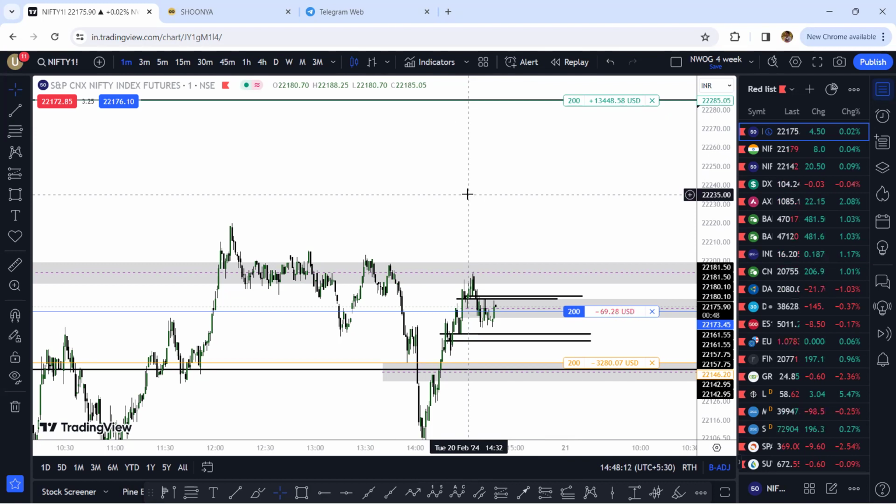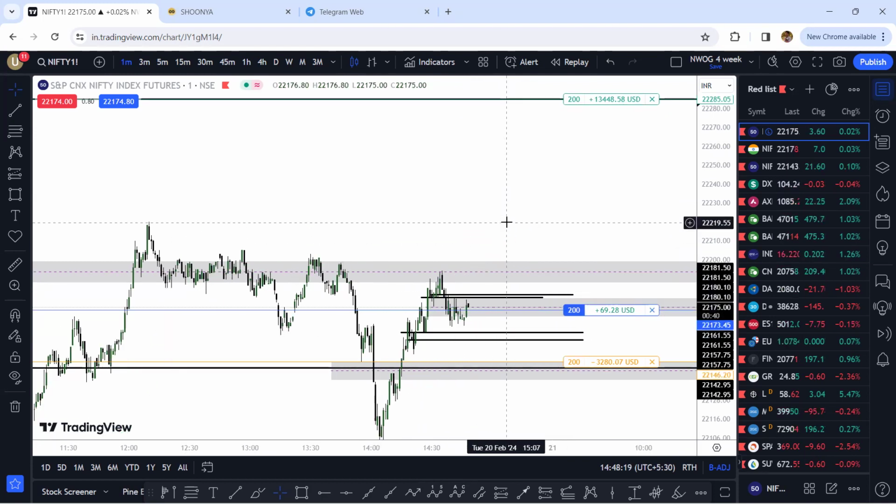So that is a reclaimed fair value gap. You may think that this fair value gap failed, the price went below this. No, there's a lot that you still need to understand.